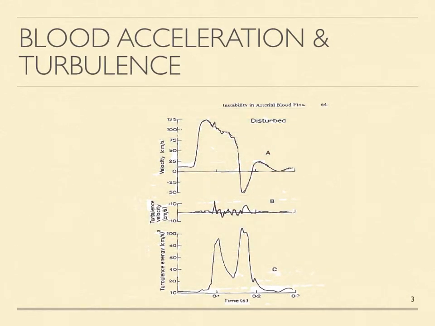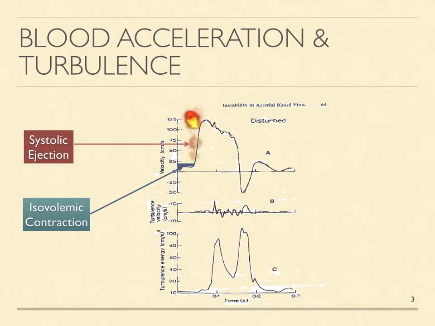This graph illustrates the dynamic relationships between blood flow velocity and aortic blood turbulence in a dog. The cardiac cycle begins with a period of isovolemic contraction where pressure within the ventricle rises above a threshold that causes the aortic valve to open, whereupon systolic ejection accelerates blood velocity from 0 to 125 centimeters per second, and blood surges throughout the arterial tree until the heart expels its contents. This happens in less than a tenth of a second.